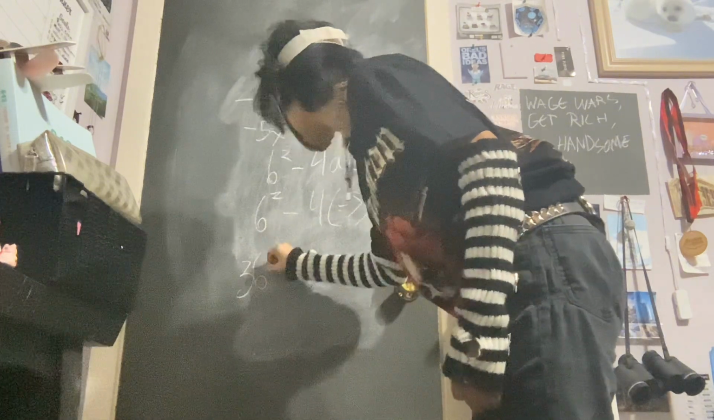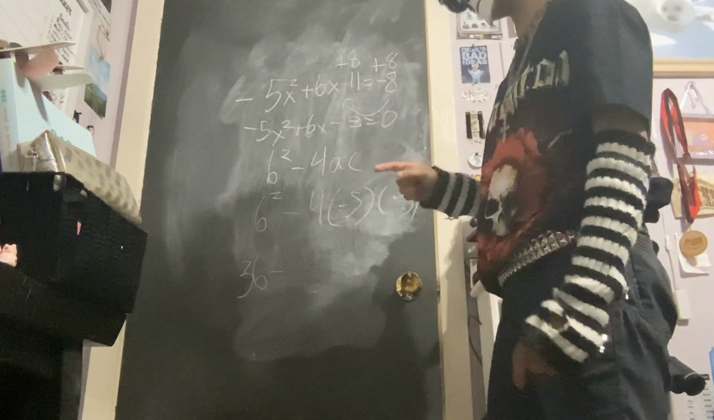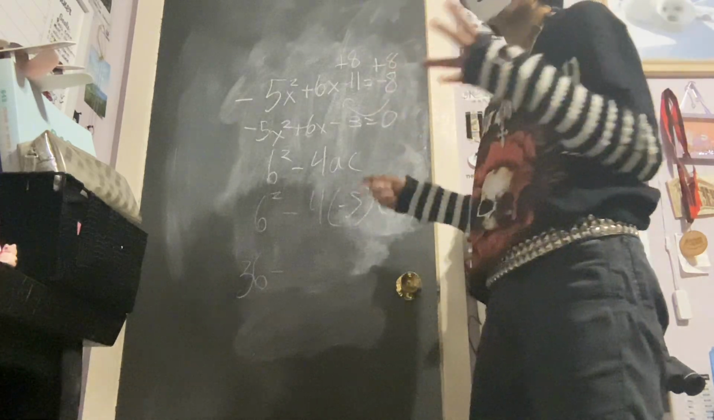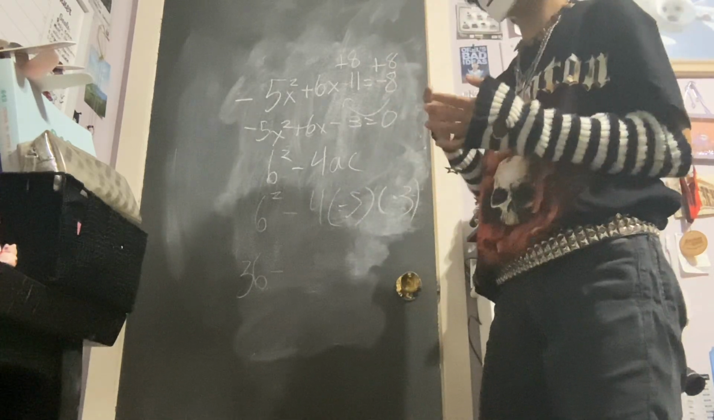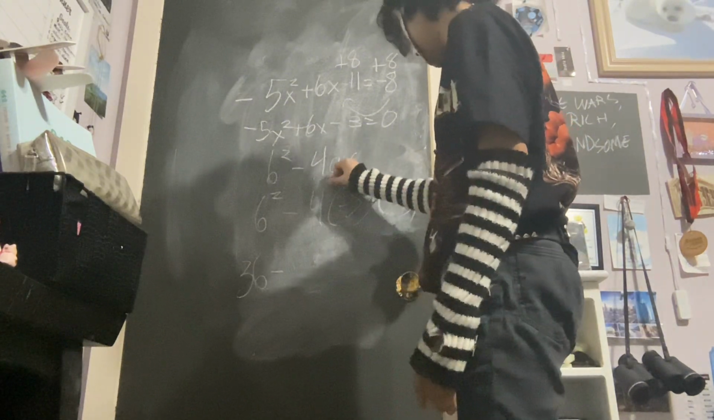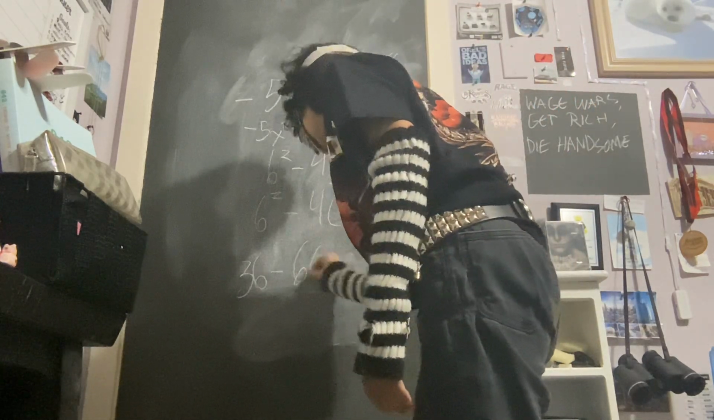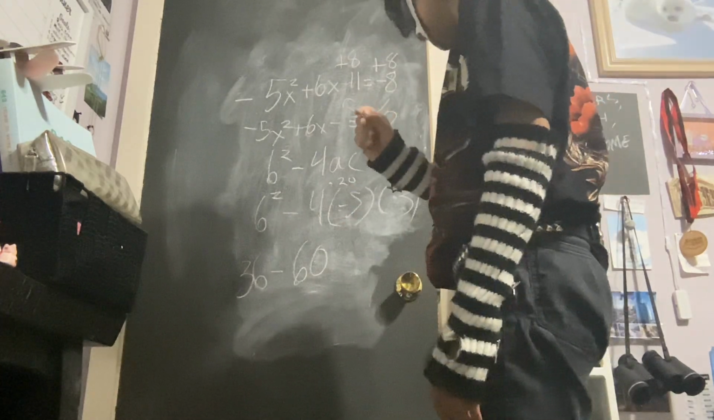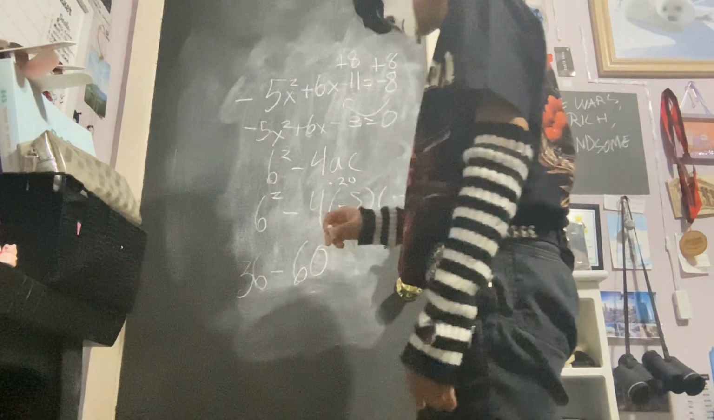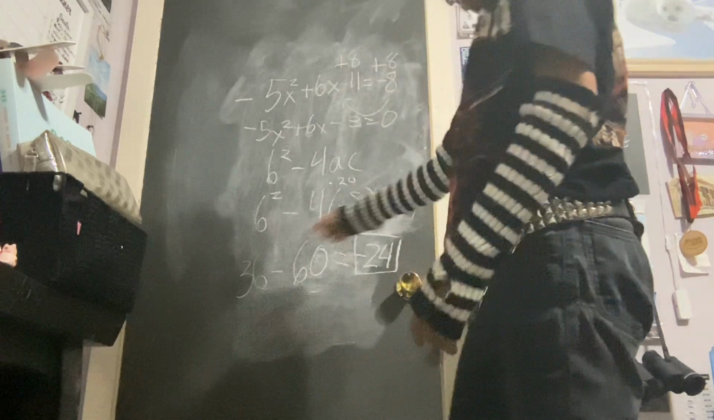So this one is going to be 36 minus, and because there are two negatives here, it's always going to end up being a positive, no matter what. If two negatives multiply each other, it's going to be a positive. So 4 times negative 5 is negative 20. If we times that by negative 3, it'll be 60. So 36 minus 60 is negative 24, friends. So there we are.